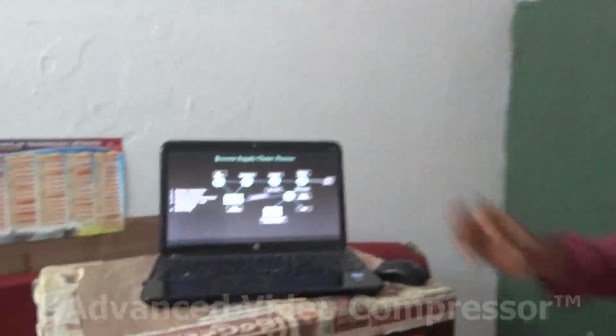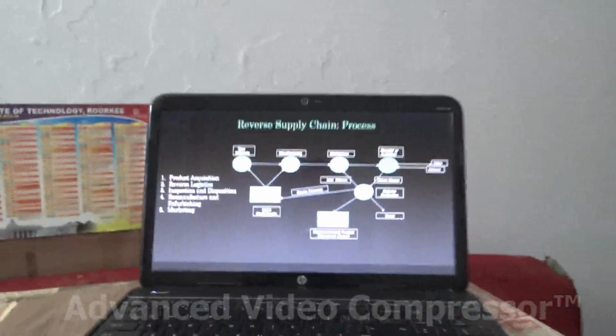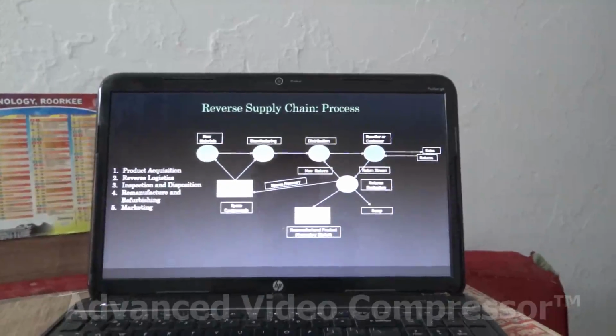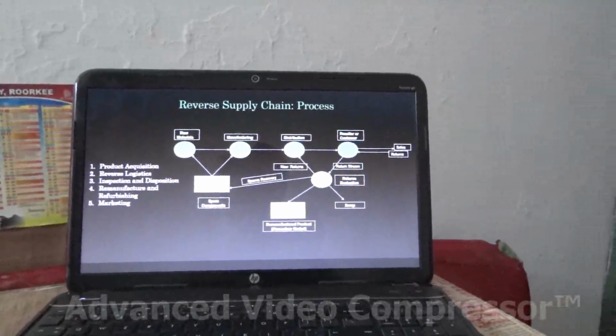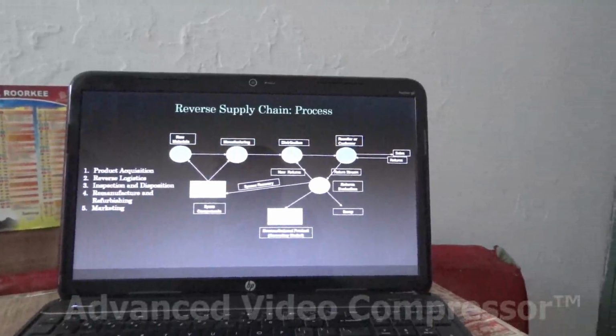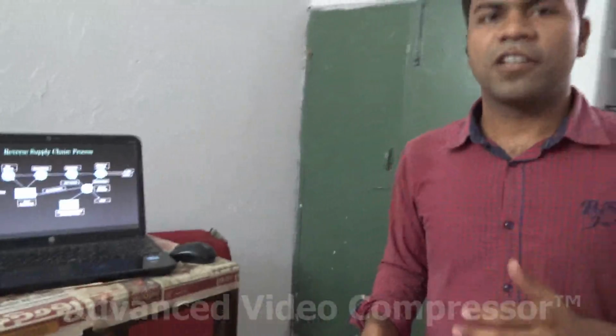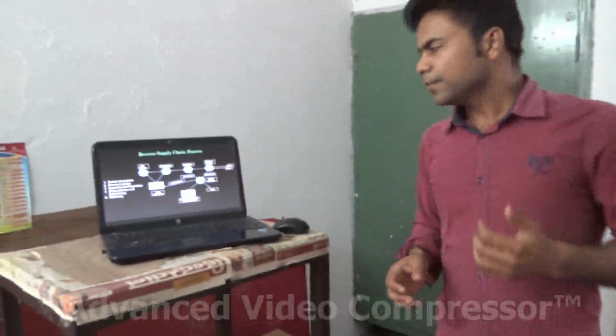So these are the 5 typical processes which are included in the reverse supply chain management. First process is product acquisition, that is obtaining product from customer by reseller or manufacturer. Second process is reverse logistics, that is transporting return products to a facility.